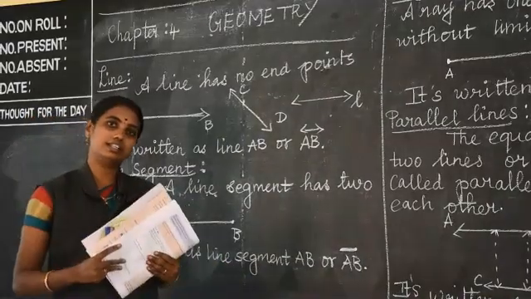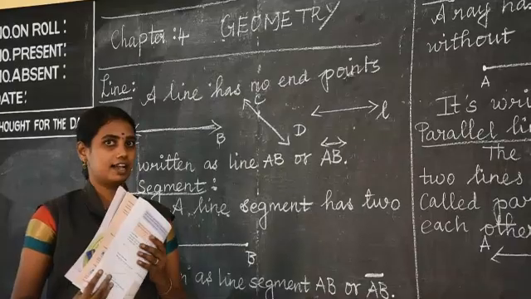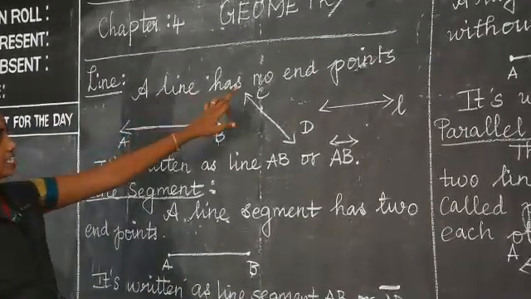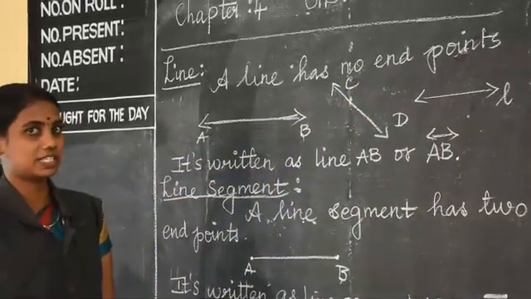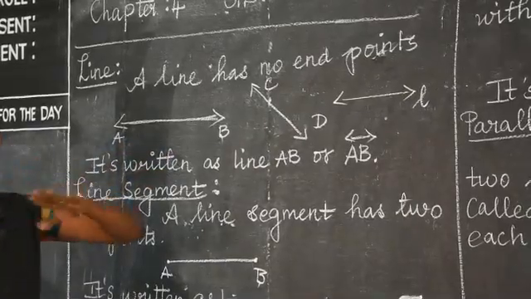Line already you learned in the 5th standard. Once again I recall about lines and angles. The first we are going to see is line. A line has no endpoints. It means here we don't have an end for the line.